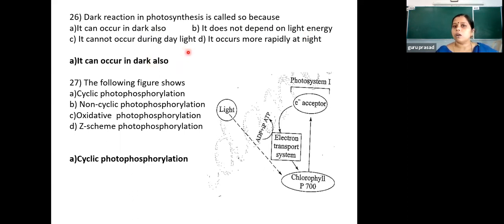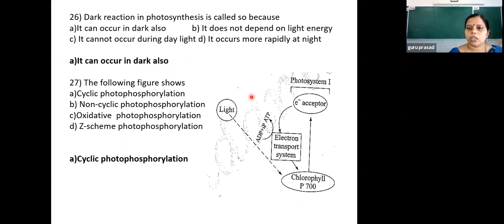So it does not have a rule that it should not occur during daytime. Okay, next, it occurs more rapidly at noon. The most suitable one among the four options for why it is called dark is that it also occurs in the dark at night time. So that's why option A is correct. Some type of tricky, confusing question. Very simple concept, but a little bit of confusion is there.